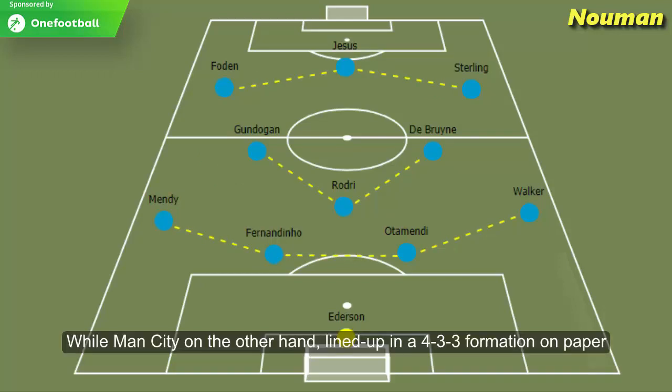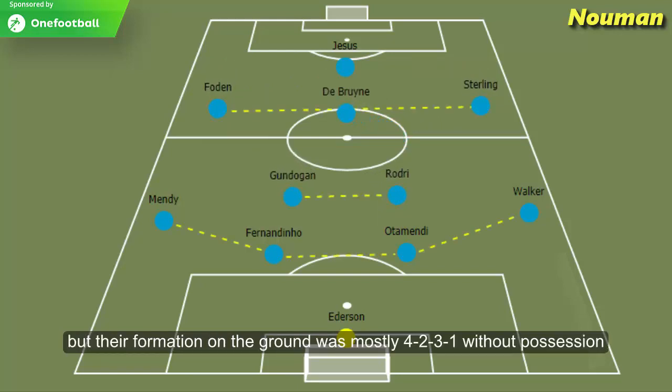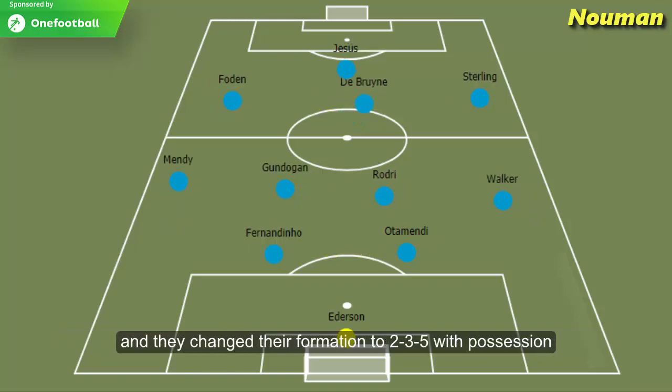While Manchester City, on the other hand, lined up in a 4-3-3 formation on paper, but their formation on the ground was mostly 4-2-3-1 without possession, and they changed their formation to 2-3-5 with possession.